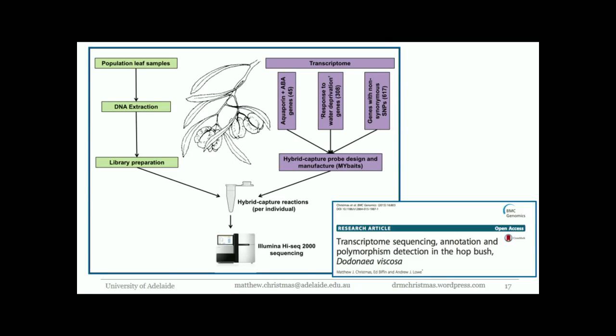And so in order to do this, the first thing I did was to sequence the leaf transcriptome of the species from leaves from natural populations. And this provided me with a functional representation of the genome. I assembled and annotated this transcriptome, and this was published in this BMC article. And then I used this transcriptome to identify a set of 970 genes that I wanted to target within my population samples. And these 970 genes were genes that we identified that may be potential targets of selection across this range. There was a number of different categories for that. And then I used this method called hybrid capture target enrichment to specifically target those genes within my populations.